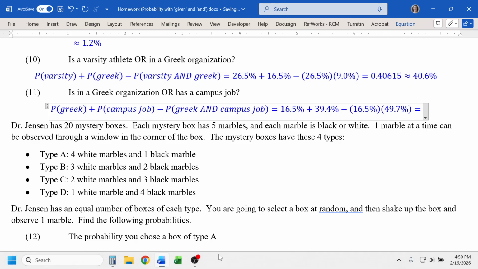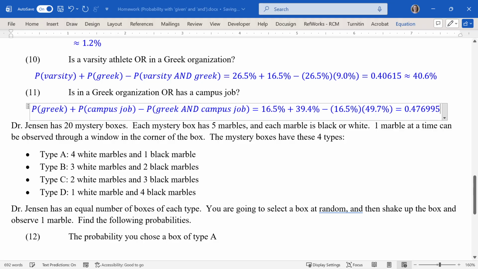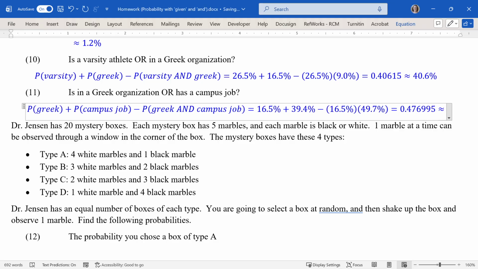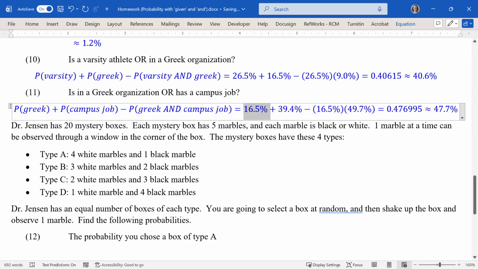Okay, and let's put these in the calculator. So 0.165 plus 0.394 minus parentheses 0.165 times 0.497, close parentheses, hit enter, and we're getting 0.477 approximately. So approximately 47.7%, which should be more than either of these two numbers here individually and less than or equal to their sum.